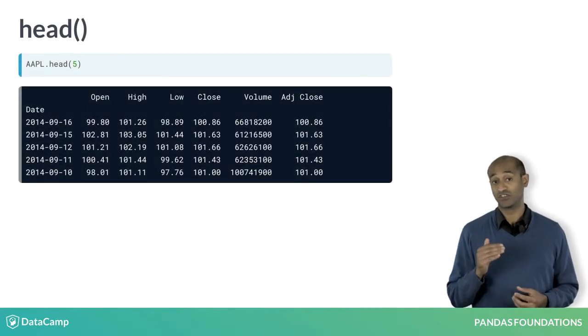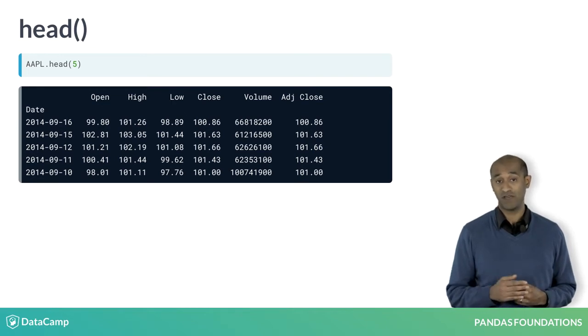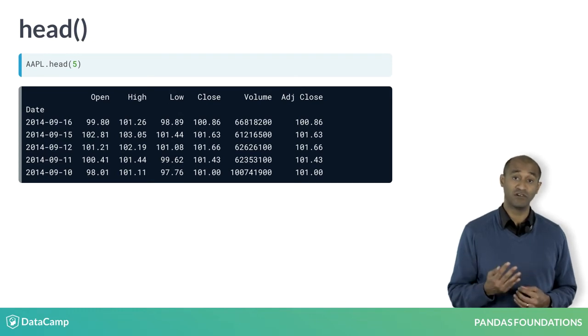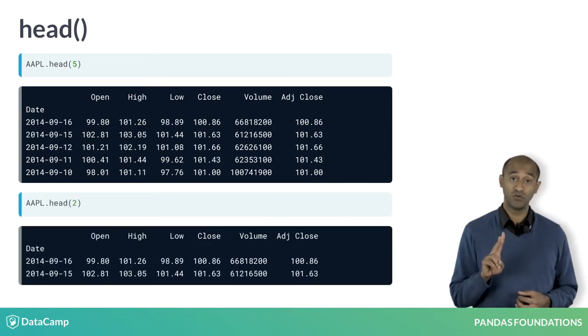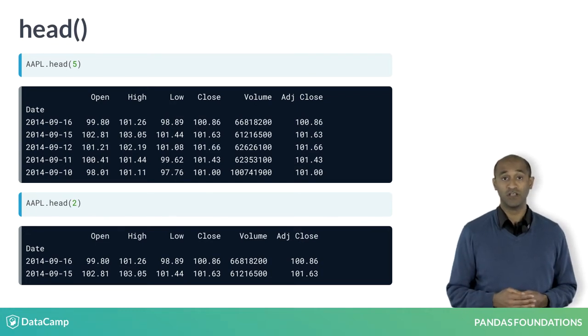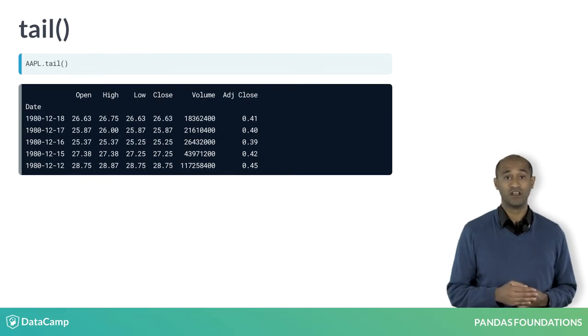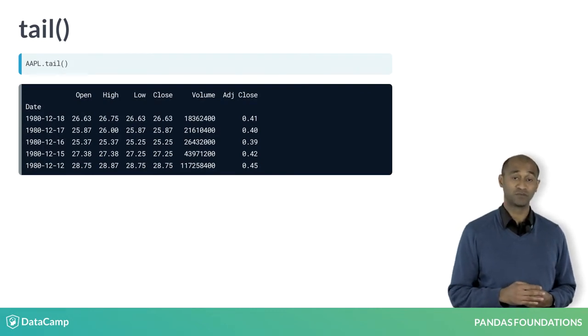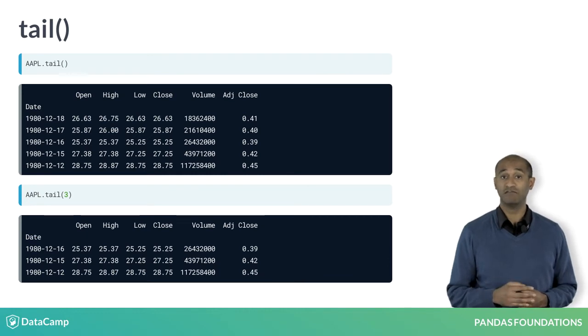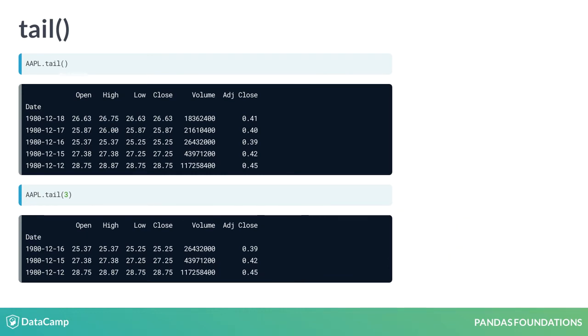There's another way to see just the top rows of the data frame, the head method. Specifying head 5 returns the first 5 rows. Specifying head 2 returns just the first 2 rows. The head method is particularly useful because our data frame here has over 8,000 rows. The opposite of head is tail. Specifying tail without an argument returns the last 5 rows by default. Specifying tail 3 returns the last 3 rows. Again, tail gives a useful summary of large data frames.